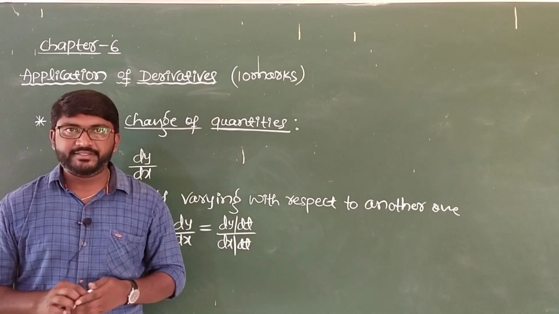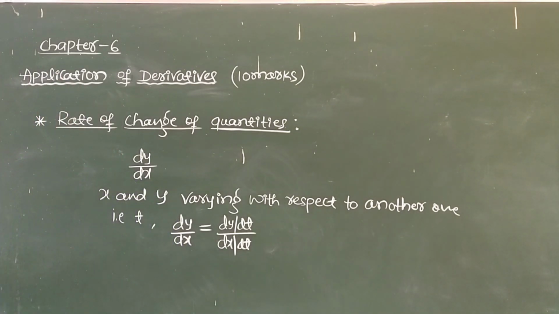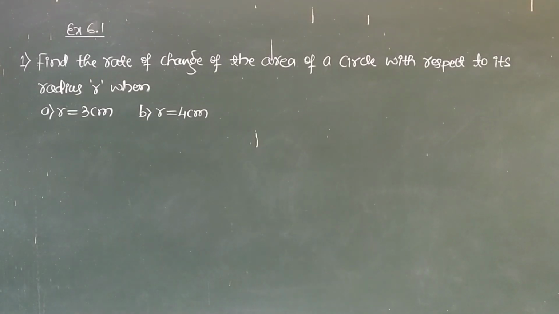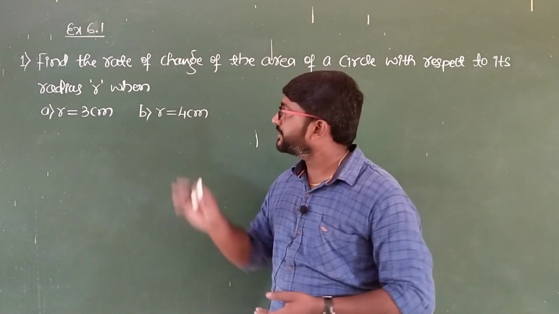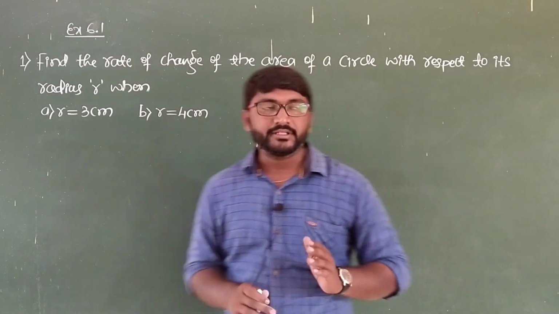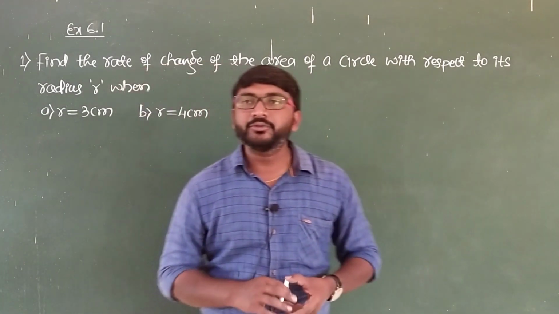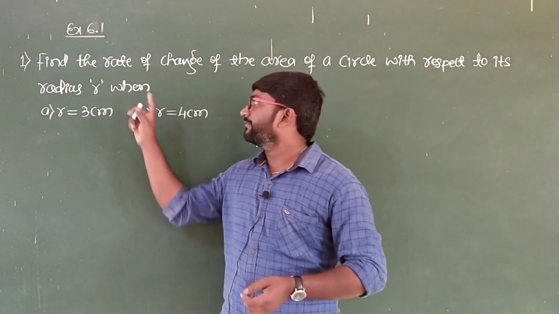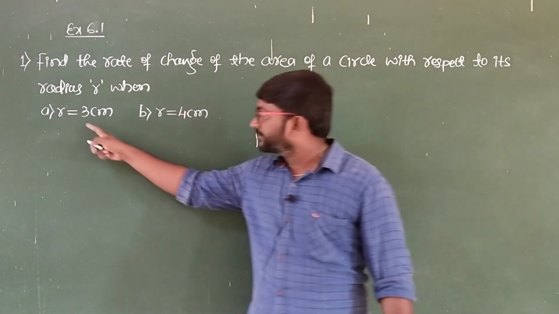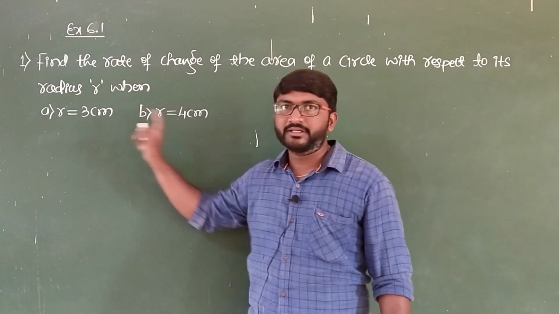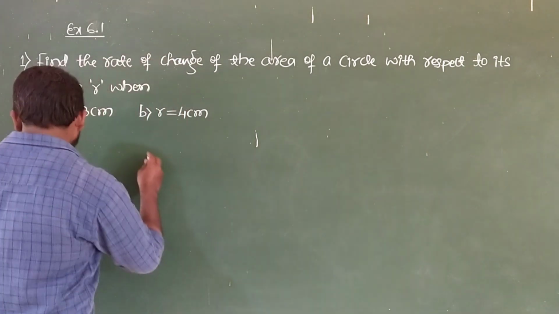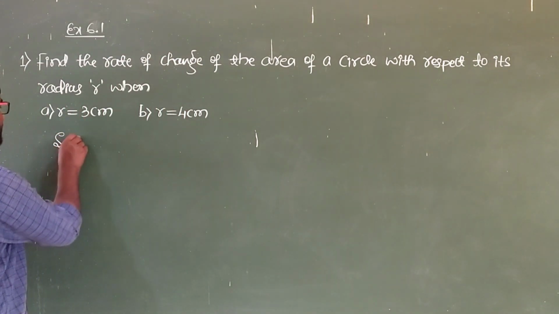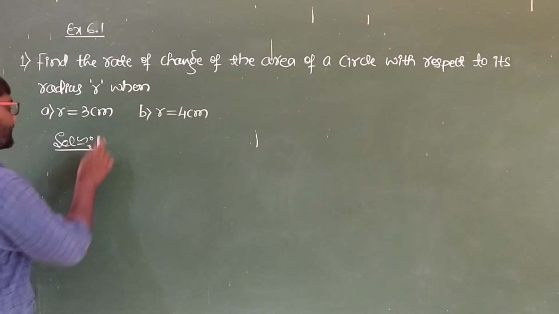Then we'll move on to the exercise 6.1. Okay, let us start with the exercise 6.1. In that, the first main question is, find the rate of change of the area of a circle with respect to its radius r when we have two cases here. The first one is r equal to 3 centimeter, and the second one is r equal to 4 centimeter. So here we will write the formula of area of a circle.